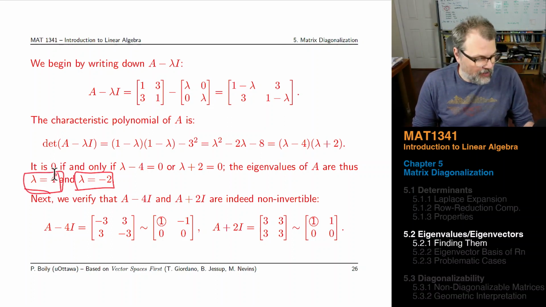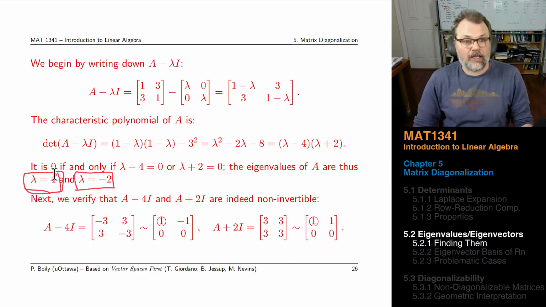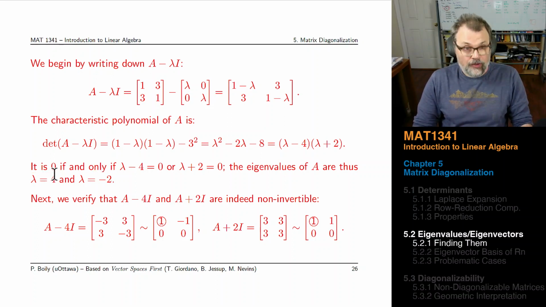Now I say different eigenvalues, but they're not necessarily going to be distinct. You're potentially going to have two roots that are equal. That's not impossible. The next little bit for you would be to verify that if I replace lambda by 4 and lambda by minus 2, sure enough, I get matrices A minus lambda I that are non-invertible.